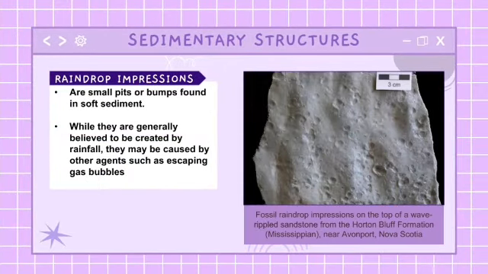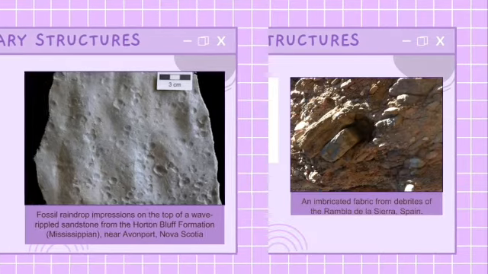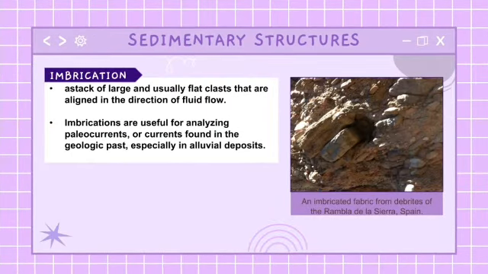Now, let's go to raindrop impressions. Raindrop impressions are small pits or bumps found in soft sediment. They are generally believed to be created by rainfall, and they may be caused by other agents such as escaping gas bubbles. So, this is what they look like. They look like little pits. Next is imbrication.